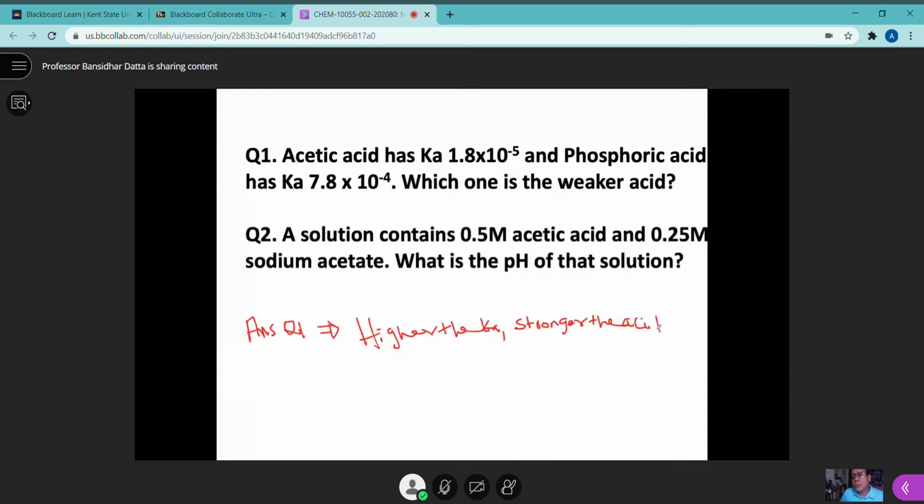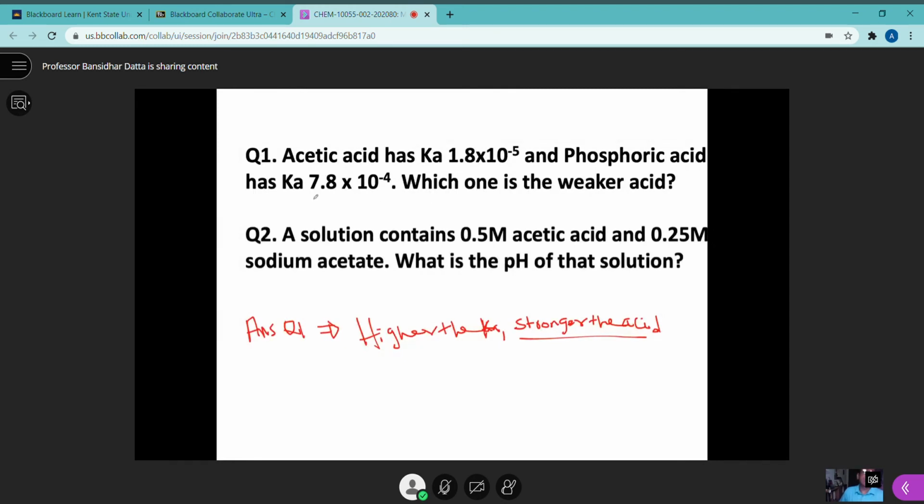Higher the Ka value, stronger the acid. 7.8 times 10 to the negative 4, meaning phosphoric acid, right? So phosphoric acid is the stronger acid among these two acids that we compared. And you can see this kind of question in the test, of course. So higher the Ka, stronger the acid. Lower the Ka, weaker the acid.